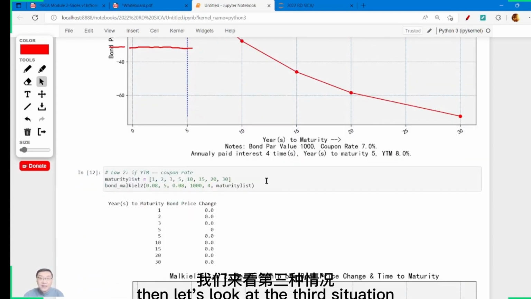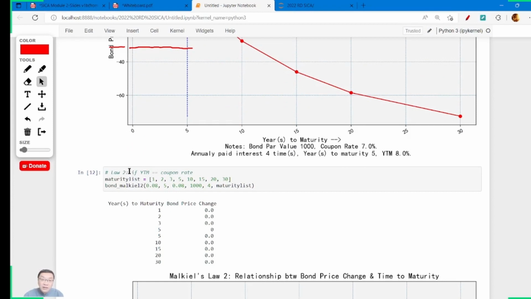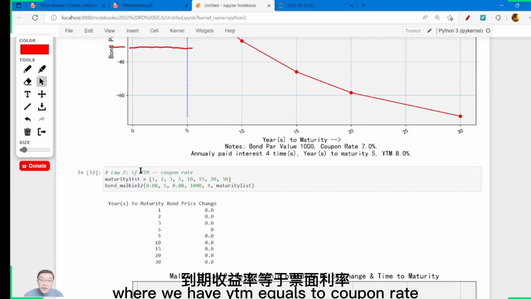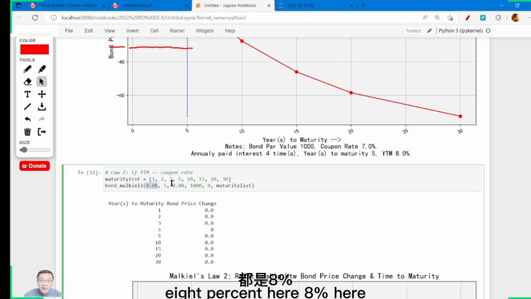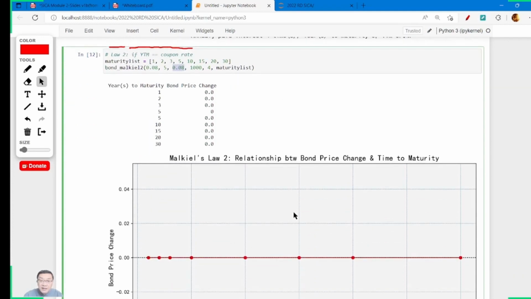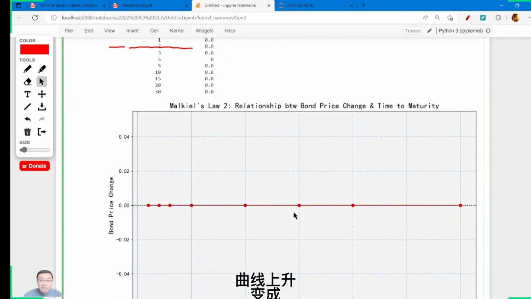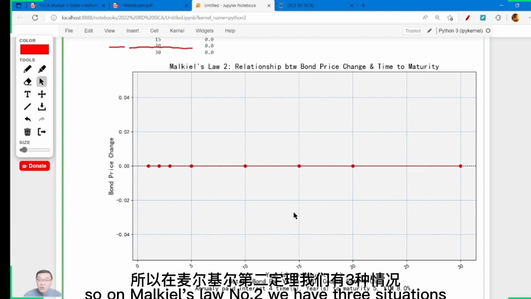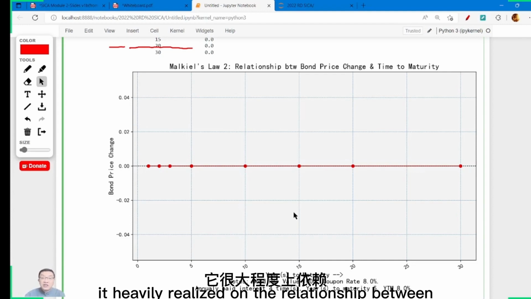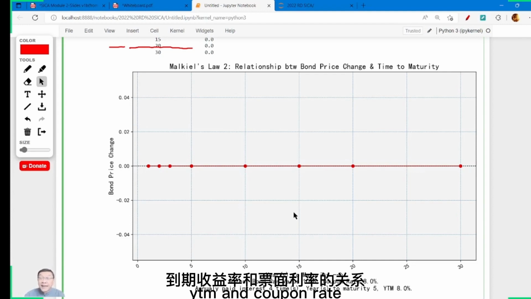Then let's look at the third situation for law number 2, where we have YTM equal to coupon rate, both 8%. The curve now becomes fully flat. That is very interesting. So for Malkiel's law number 2, we have 3 situations. It heavily relies on the relationship between YTM and coupon rate.